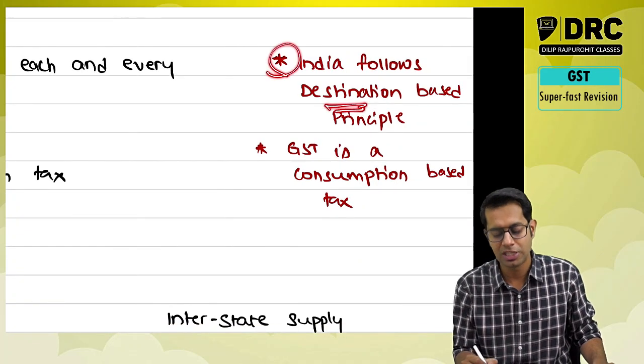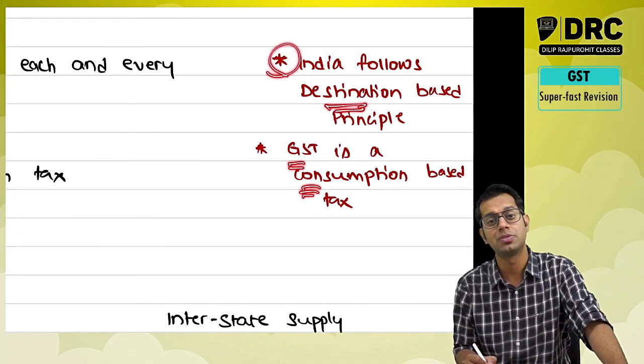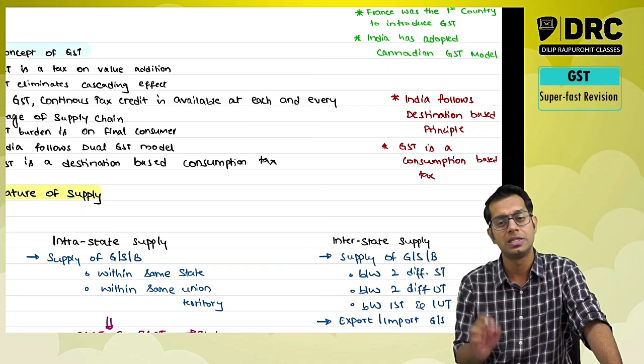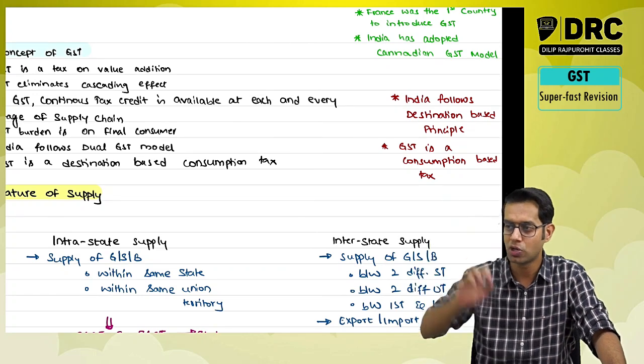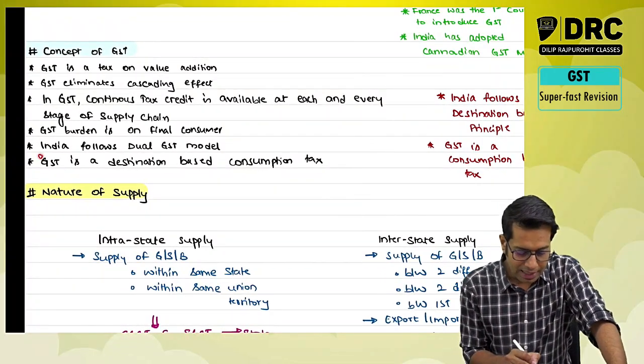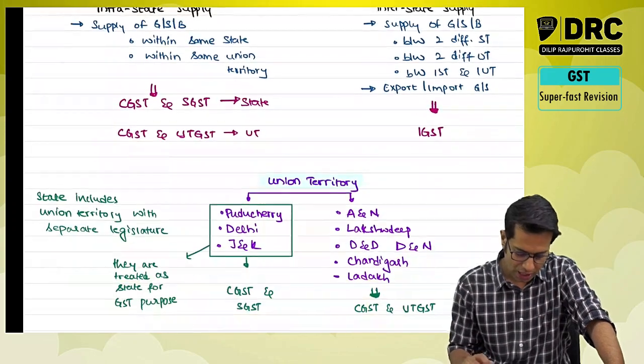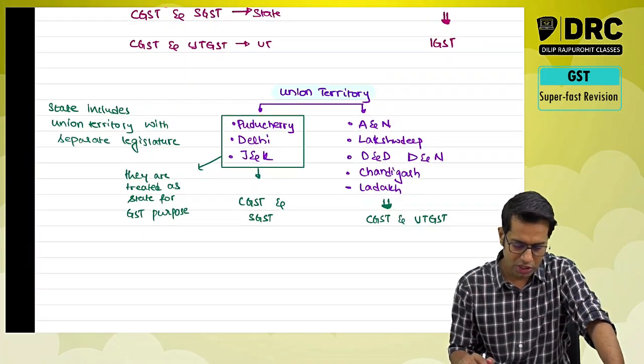India follows the destination based principle and GST is a consumption based tax. India follows what principle? Destination based principle, and GST is what, sir? Consumption based tax. And India follows what model? A dual GST model.